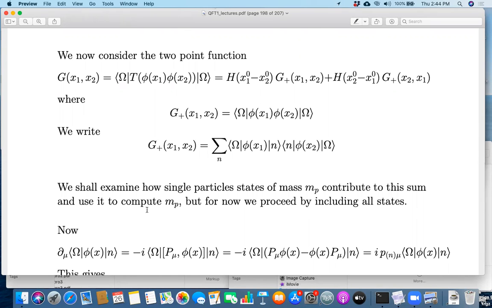So we recall our definition of the two-point function, the one that you know how to calculate, is this time-ordered product, the vacuum expectation value of the time-ordered product of operators, which I'll write with the step function. If x1 naught is larger than x2 naught, then it's G plus x1 x2, where G plus x1 x2 is just this. And if x2 naught is larger than x1 naught, then it's G plus x2 x1, right? The order gets reversed, so it will be phi x2 phi x1.